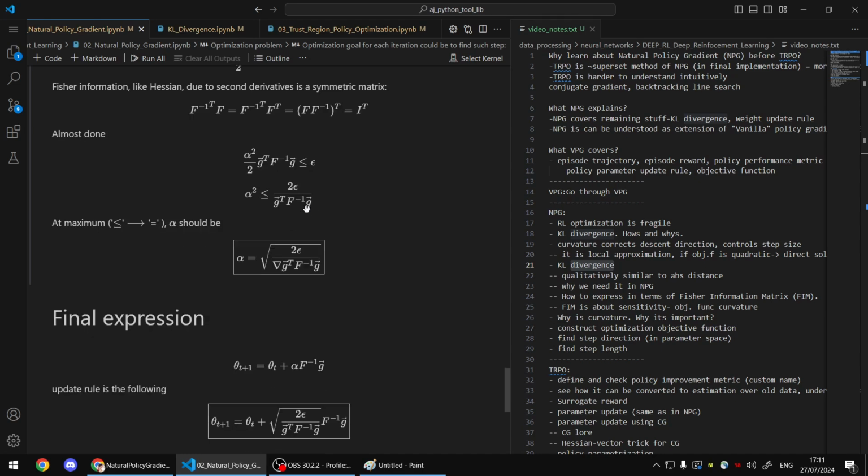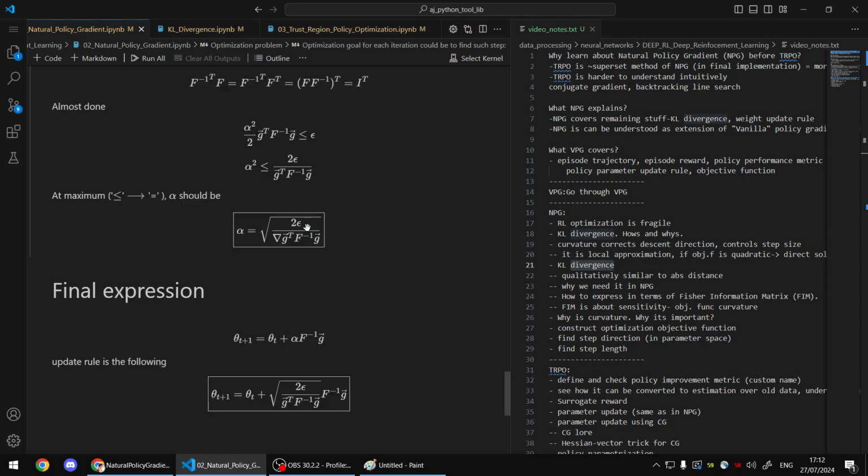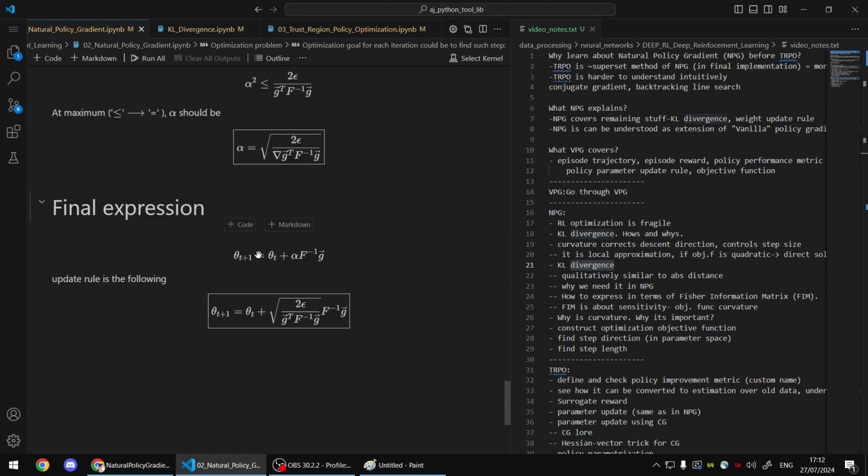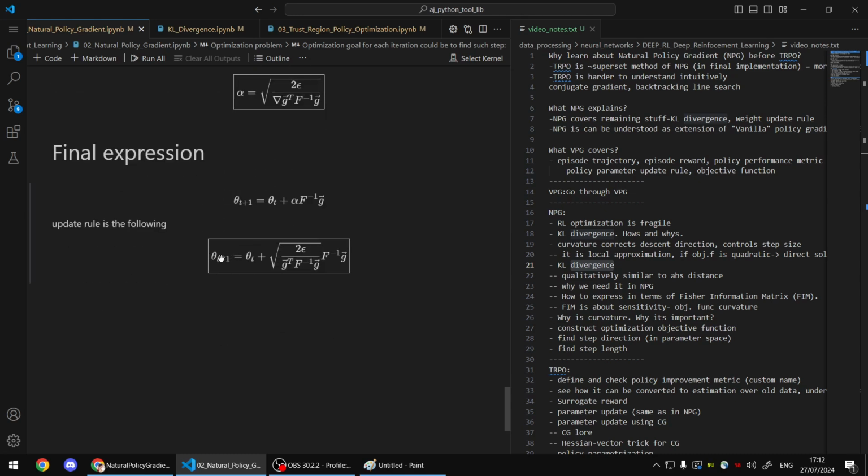But we want to increase the step size. So instead of less than or equal, we should take the biggest possible, which is equal. And this is the expression. If we combine it, we get the update rule for our natural policy gradient. And it's pretty much it.